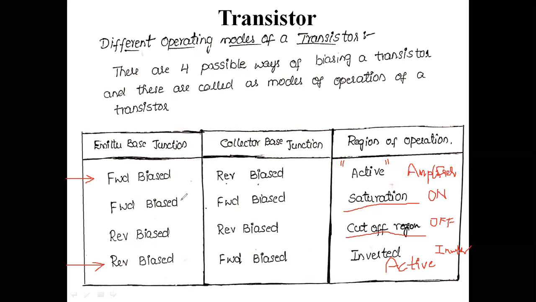First, emitter base junction is forward biased and collector base junction is reverse biased, which means active region. Next, both emitter base junction and collector base junction are forward biased, which means saturation region. Next, both the junctions are reverse biased, which means cutoff region. And if emitter base junction is reverse biased and collector base junction is forward biased, then that region is known as inverted active region.